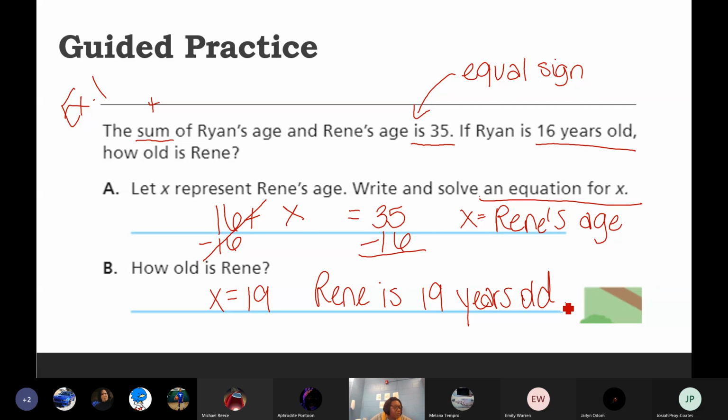Take some time to finish your answer. Write it down. We're about to move on to our second example. And I promise they won't all be this easy. They're going to get a little bit tougher. So you want to stay with Miss Neville as I'm modeling our thinking.